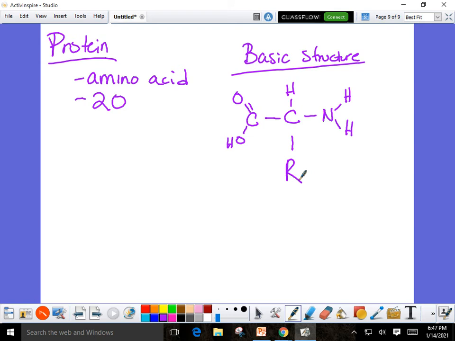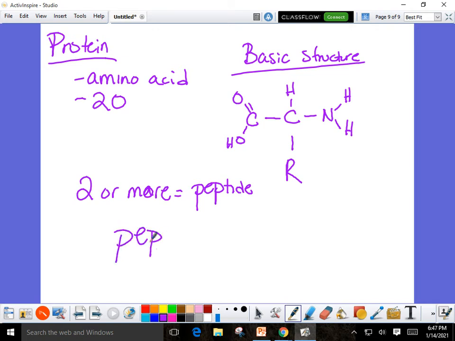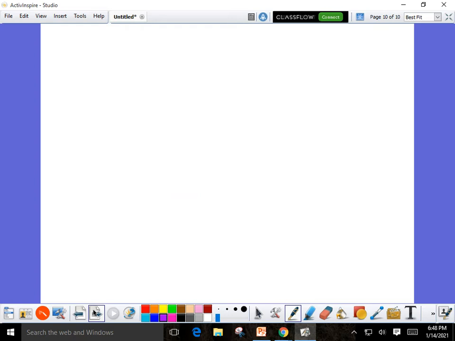Now, before we get to the structure of a protein in general, when we have two or more amino acids together, it's called a peptide. Amino acids are held together with a peptide bond. This is the only time in the body you're going to see a peptide bond. It's to hold together proteins and give protein structure. Now, let's get a little more in depth into protein structure. So there are 4 levels of protein structure.